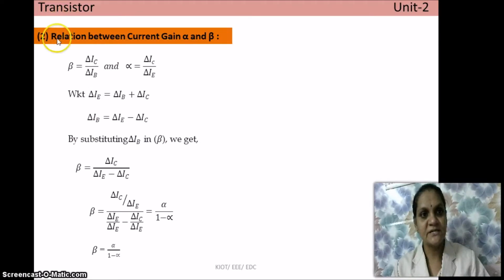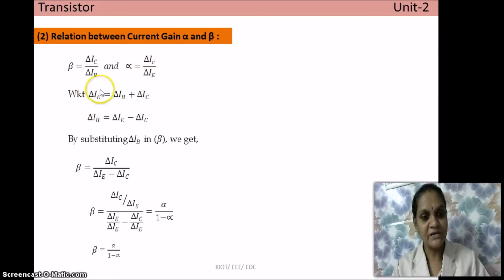The next one is the relation between the current gains alpha and beta. Alpha is the current gain in the common base transistor and beta is the current gain in the common emitter transistor. Let's see what the relation between these two current gains is. So you know beta is equal to del IC by del IB and alpha is equal to del IC by del IE.